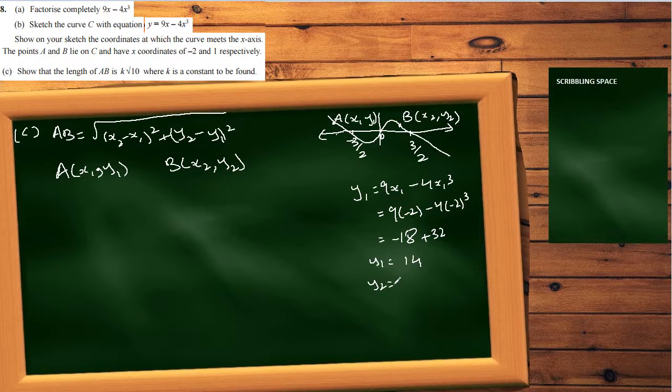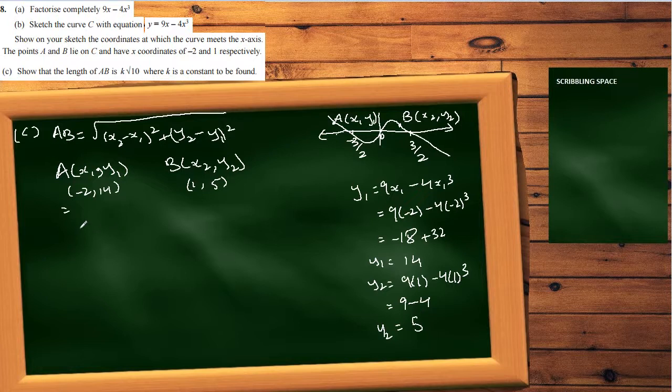Similarly, y2 can be written by putting 1 in place of x, because x2 is 1: 9 times 1 minus 4 times 1 cubed. That's 9 minus 4, which is 5. So y2 is 5. Now we have our coordinates: x1 was minus 2 and y1 was 14, x2 was 1 and y2 was 5.